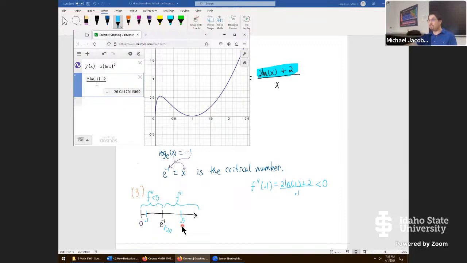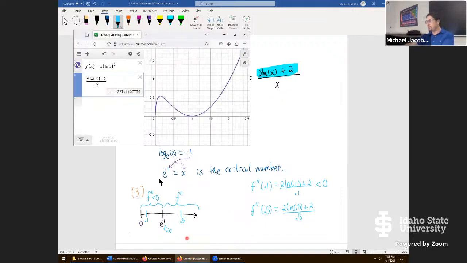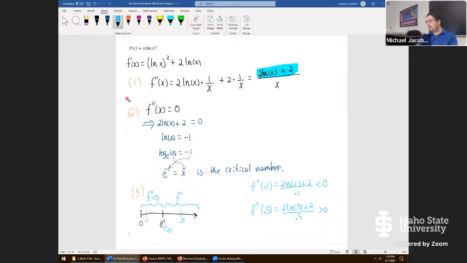Then we'll do it again at 0.5. Here it would look like this. You're putting in 0.5 in those 2 locations, and it comes out as positive. That's not great for the notes. So let me put this also here in the notes, just as a paper trail. At 0.5, we got 2 natural log 0.5 plus 2 divided by 0.5. Again, we're inputting x into these locations for the second derivative. We came out as positive, so we'll say greater than 0. And greater than 0 here.